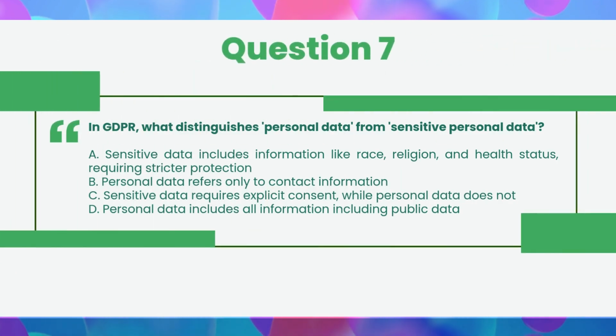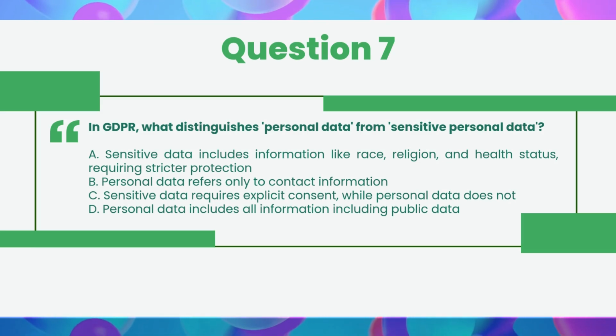Question 7. In GDPR, what distinguishes personal data from sensitive personal data? A. Sensitive data includes information like race, religion, and health status, requiring stricter protection. B. Personal data refers only to contact information. C. Sensitive data requires explicit consent, while personal data does not. D. Personal data includes all information, including public data.